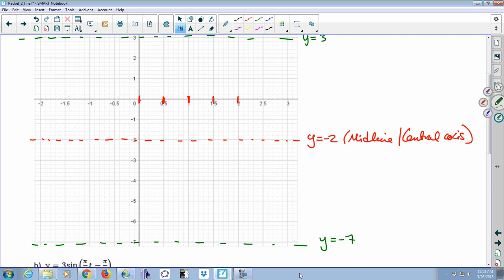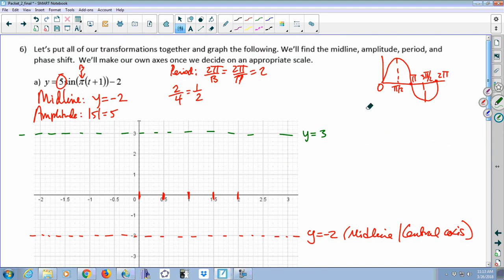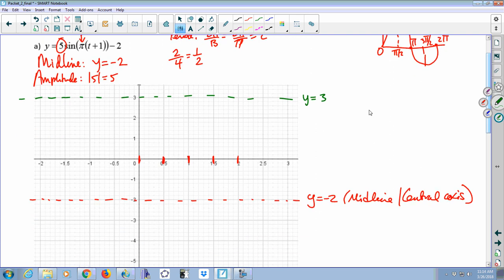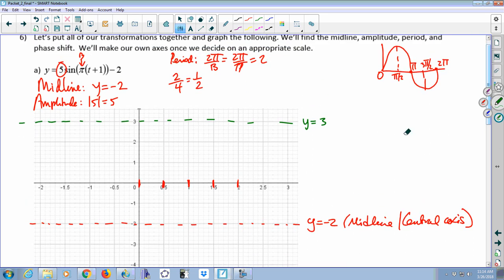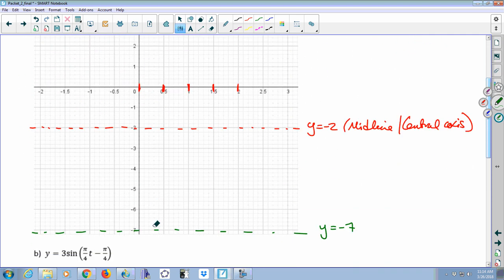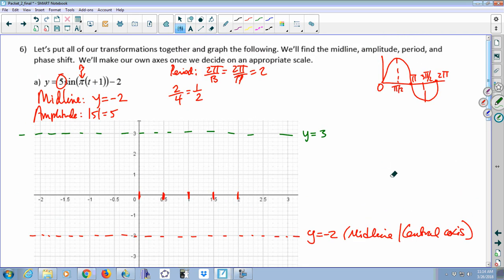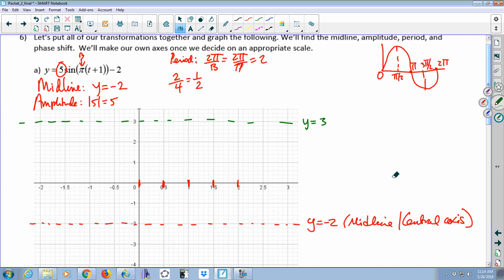Okay, so that's where my minimum value will occur at -7 for my sine, and my maximum value is going to occur at 3. So what do I still need to do? I got my midline, got my amplitude, I got my period. Do I need anything else? I know my max will be at 3, my min will be at -7. I know my midline. What shift didn't I do? Horizontal shift. So what's the shift look like?